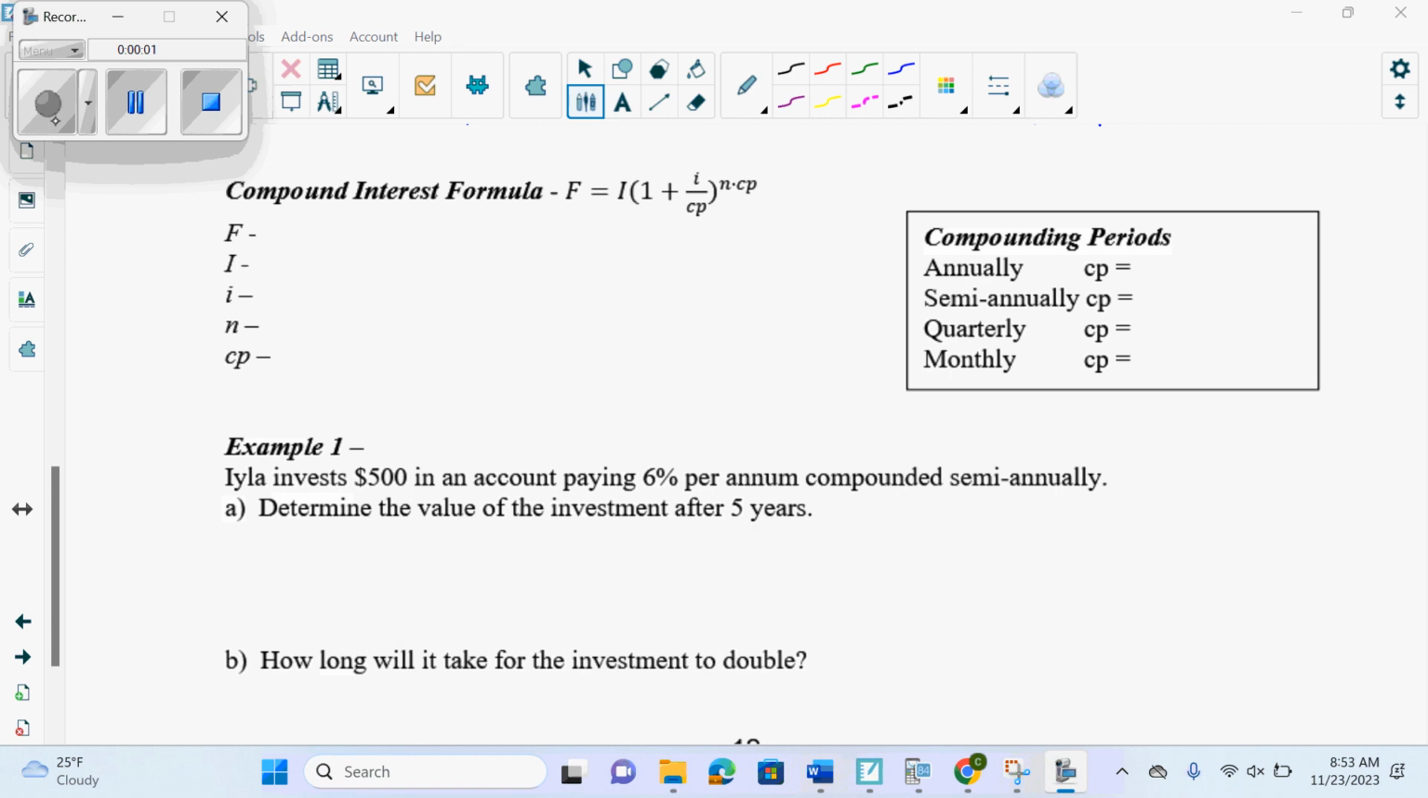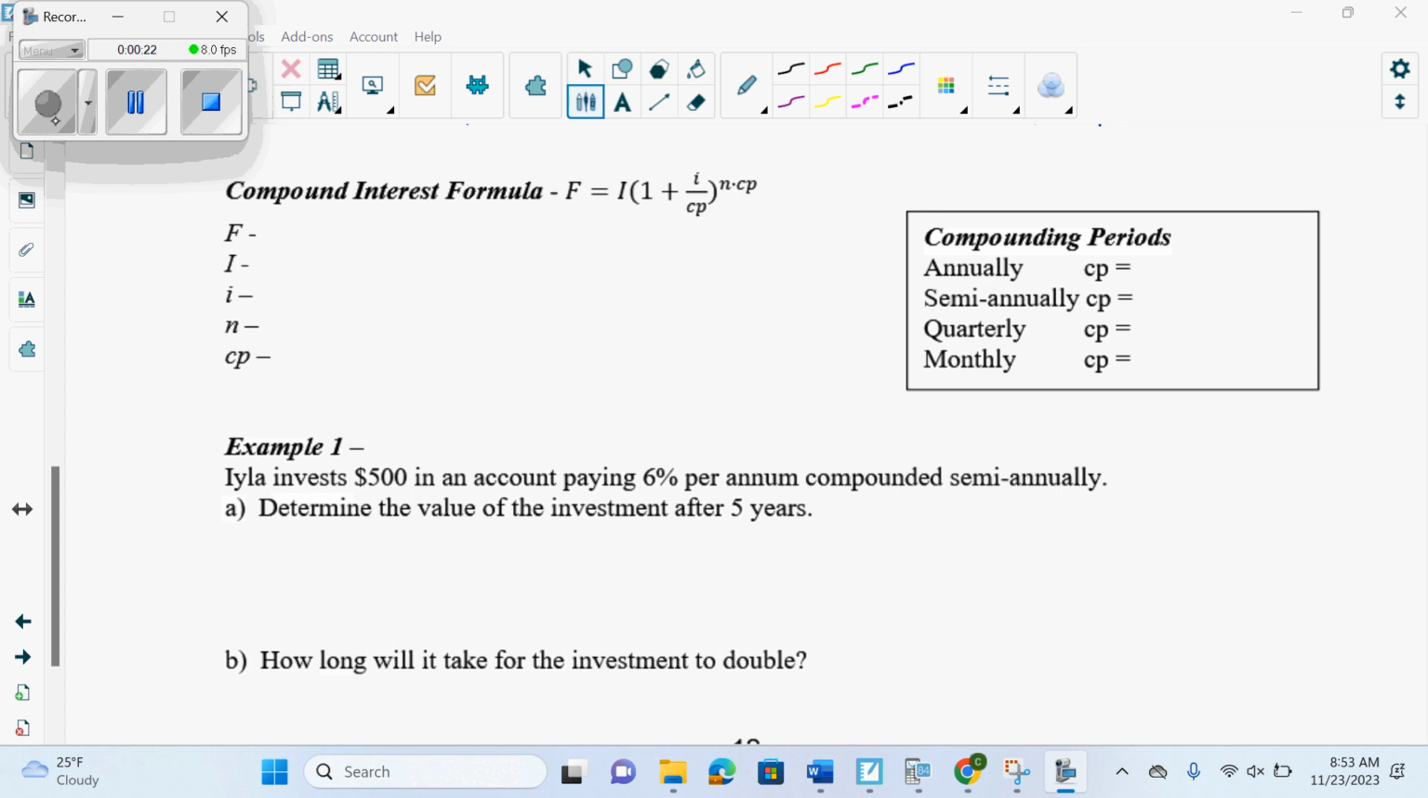So this formula here is the exact same formula as the appreciation formula, except it has division of CP and times by CP. What the heck is CP? CP is compounding periods. So what you have to do is compound every single month or every single 6 months or whatever. So what does that mean?